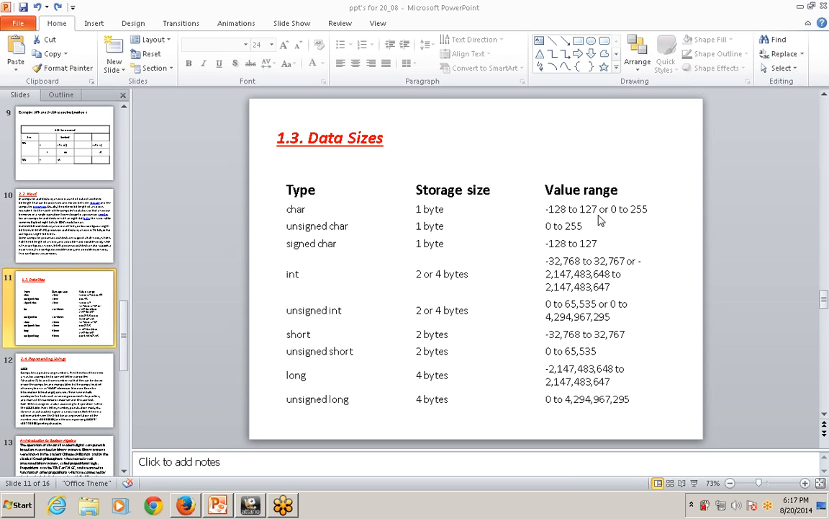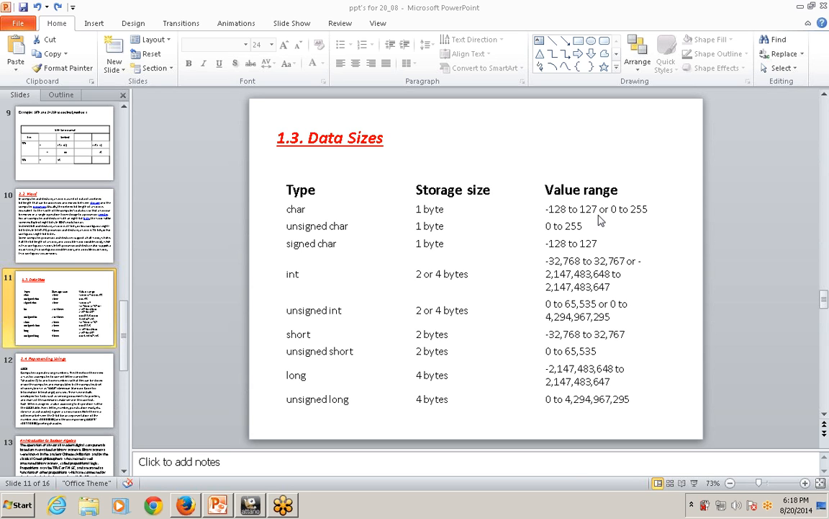That is your unsigned char that contains only 1 byte and the range is 0 to 255. And there is a signed char that is also 1 byte and the range is -128 to 127. Another data type is int. If I am using any digit or number, then I have to use the int data type. The bytes used for int is either 2 or 4 bytes.